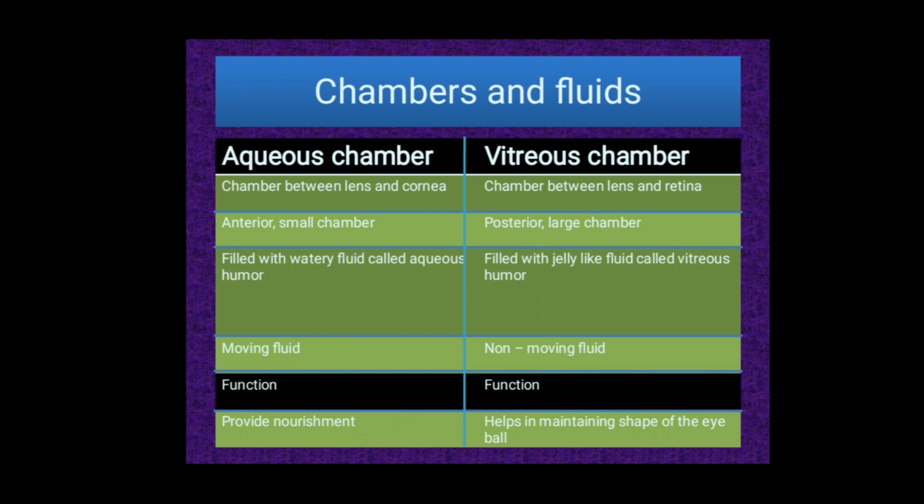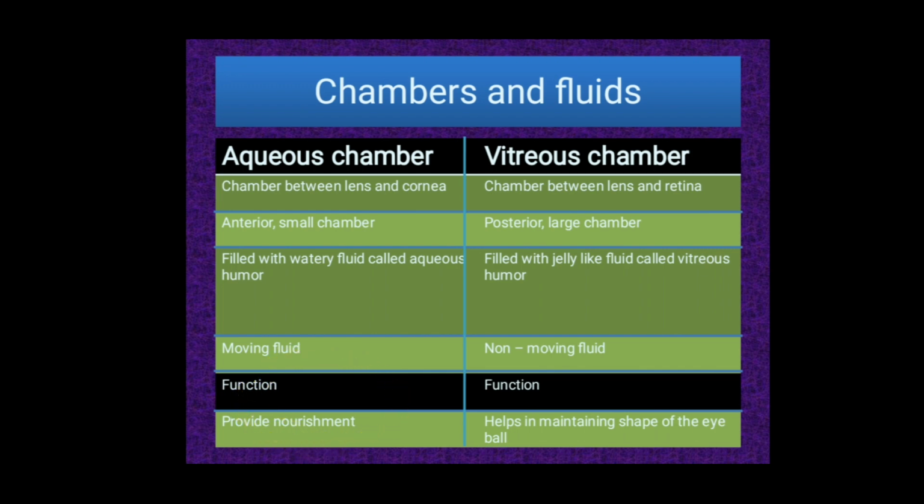So aqueous chamber lies between lens and cornea. It is a small chamber anterior in position, filled with a water-like fluid or watery fluid known as aqueous humor, and it is a moving fluid constantly moving in and out in order to provide nutrients to the eye tissues.